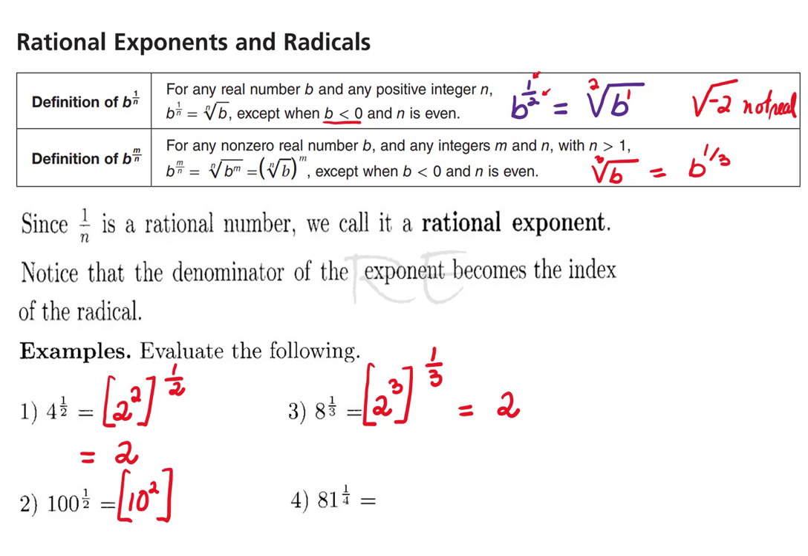100 to the 1/2 is 10 to the second to the 1/2, which is 10. 81 to the 1/4. 81 is 3 to the 4th because 81 is 9 times 9, which is 3 times 3 times 3 times 3. So 3 to the 4th to the 1/4. So the 4th root of 81 is 3.